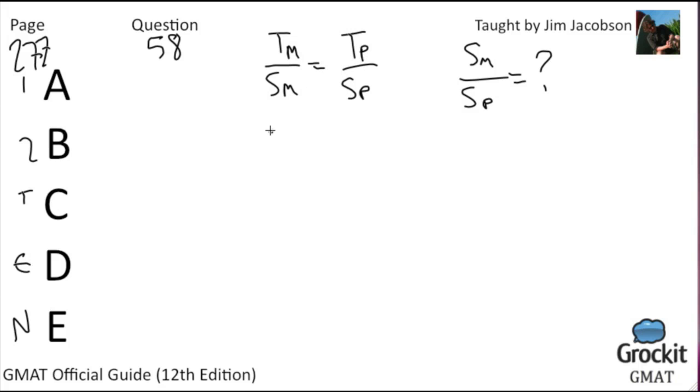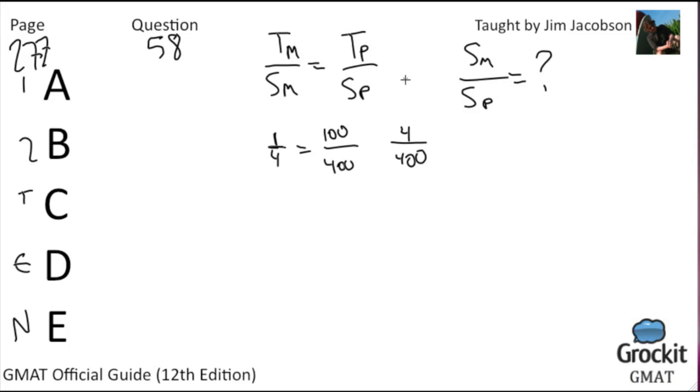Just as an example, if school district M has 4 students and 1 teacher total, and school district P has 100 teachers and 400 students, they have the same ratio. They're both 1 to 4, but the number of students is actually different. And what this one is asking us is, if these are the real numbers, what are the relative ratios of the two school districts? How do they compare to each other?